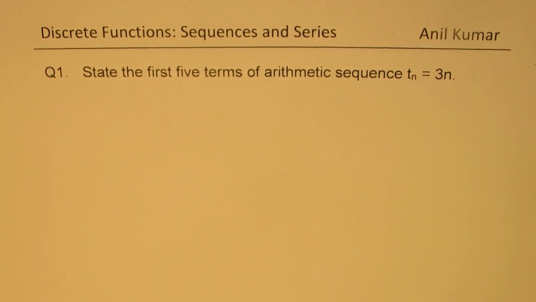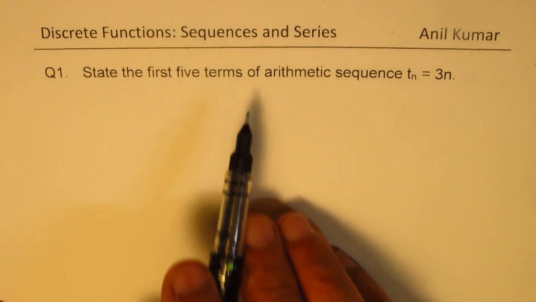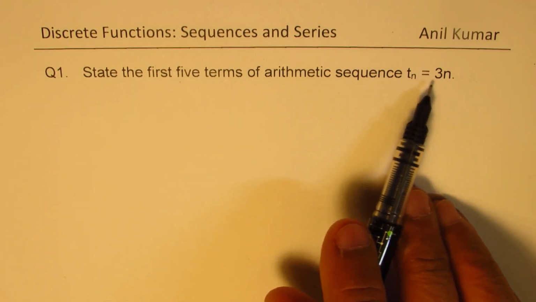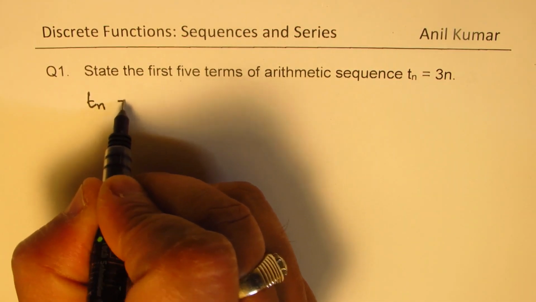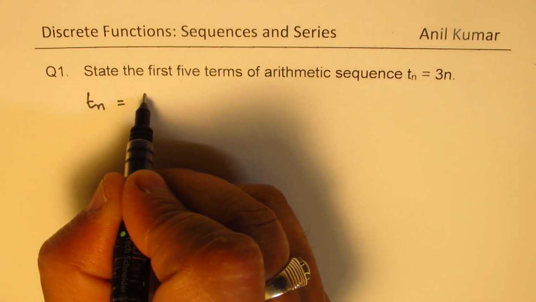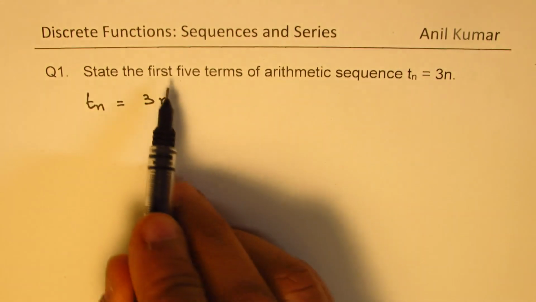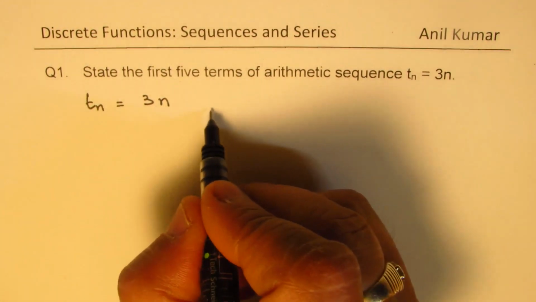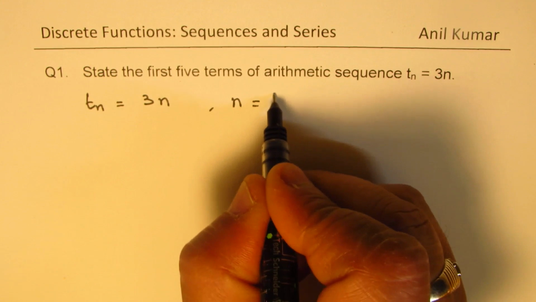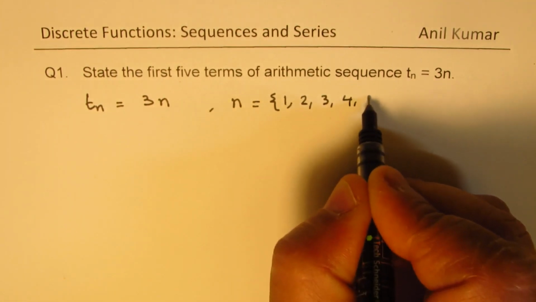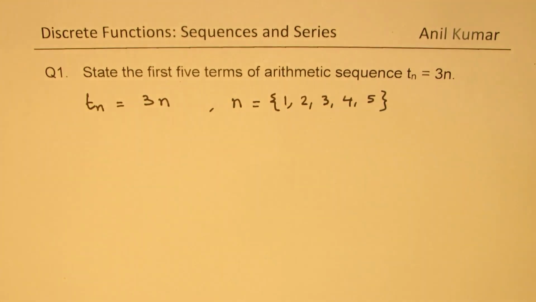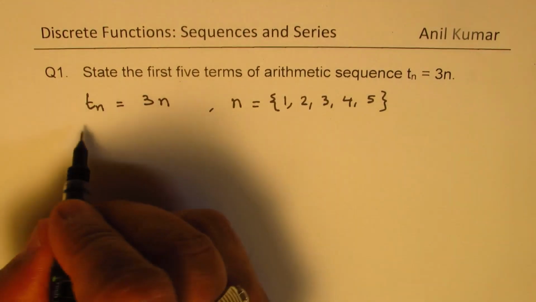So here is question number 1. State the first 5 terms of the arithmetic sequence Tn equals 3n. So Tn, that is the nth term, is given to us as 3n. When we say first 5 terms, that means n will be 1, 2, 3, 4 and 5, correct? So you have to place these 5 terms. Let's put them one by one.